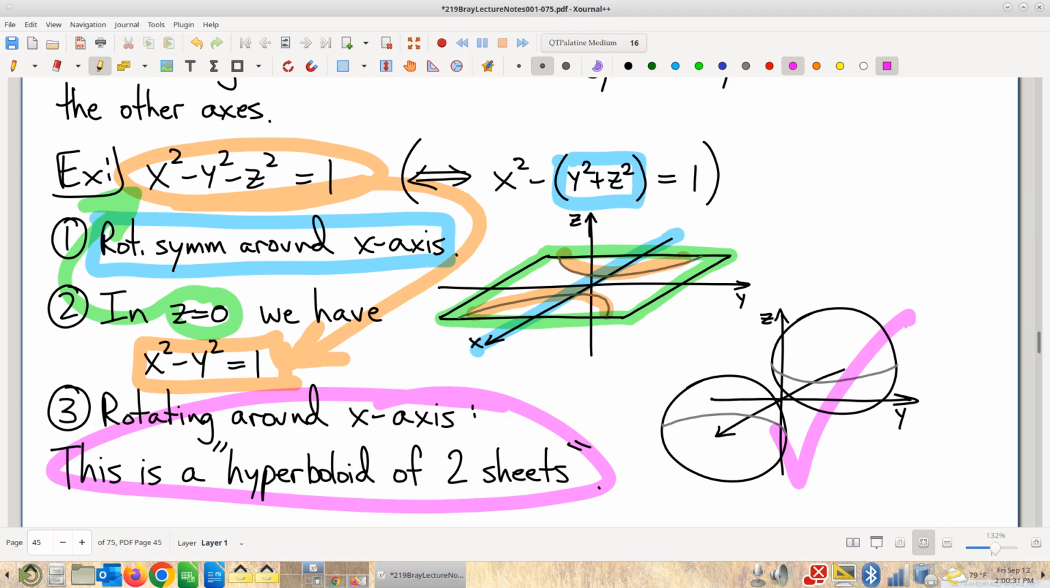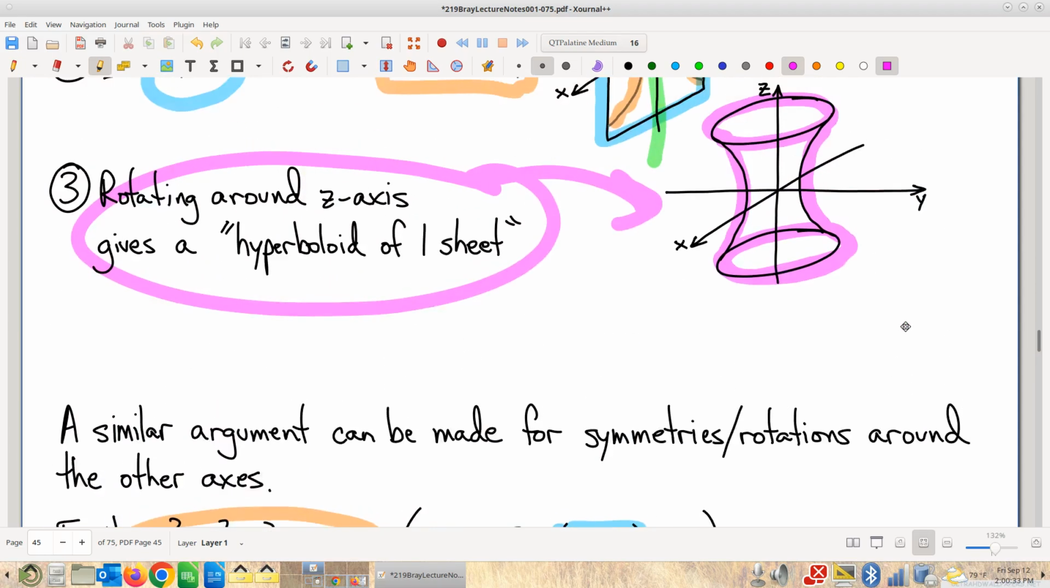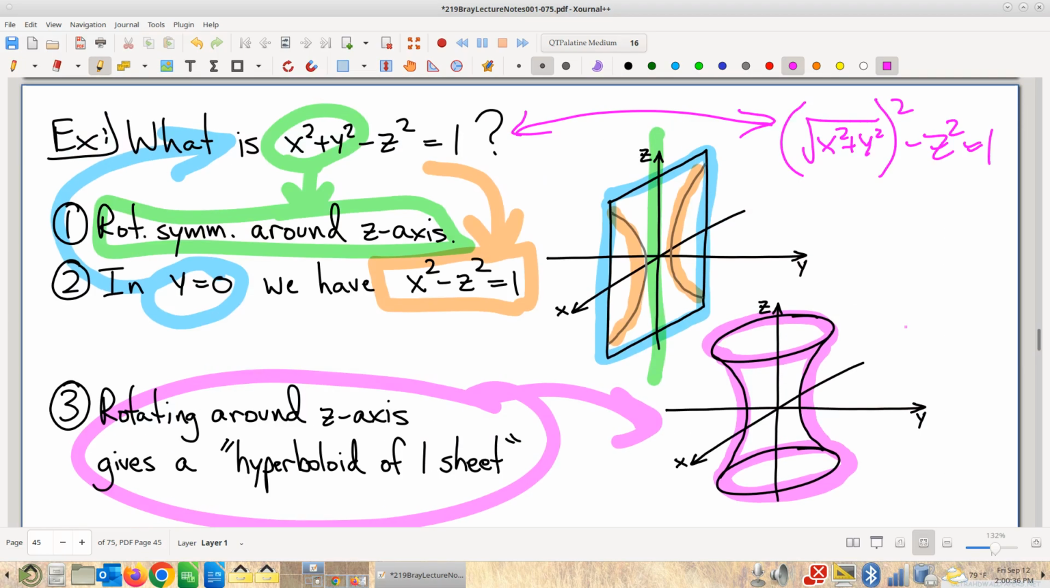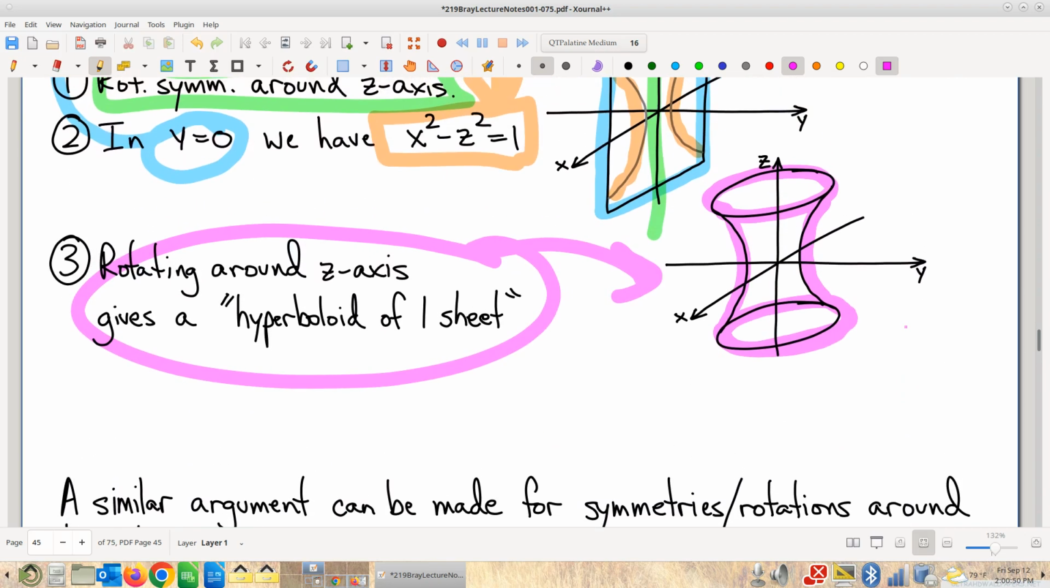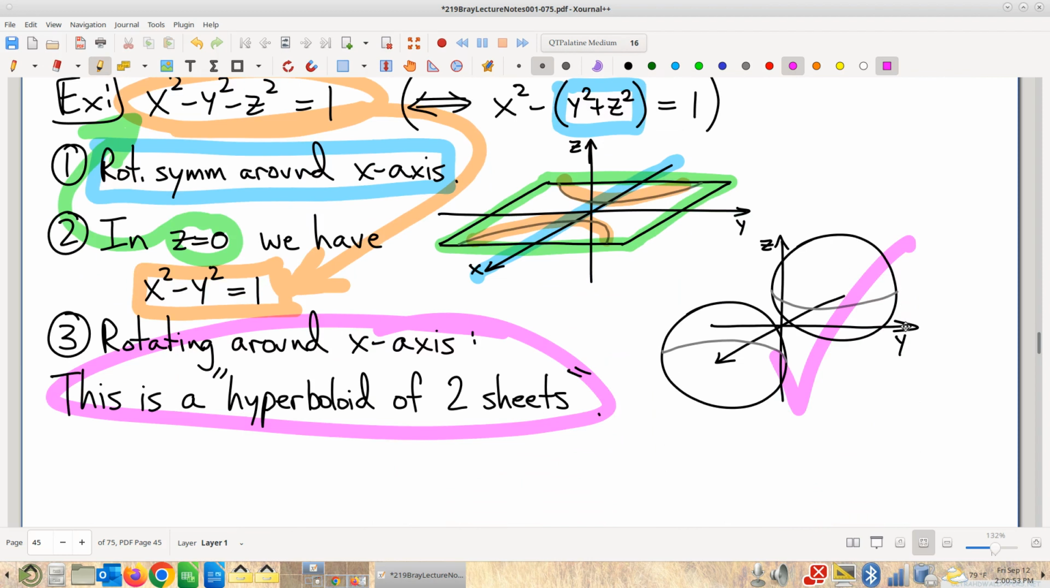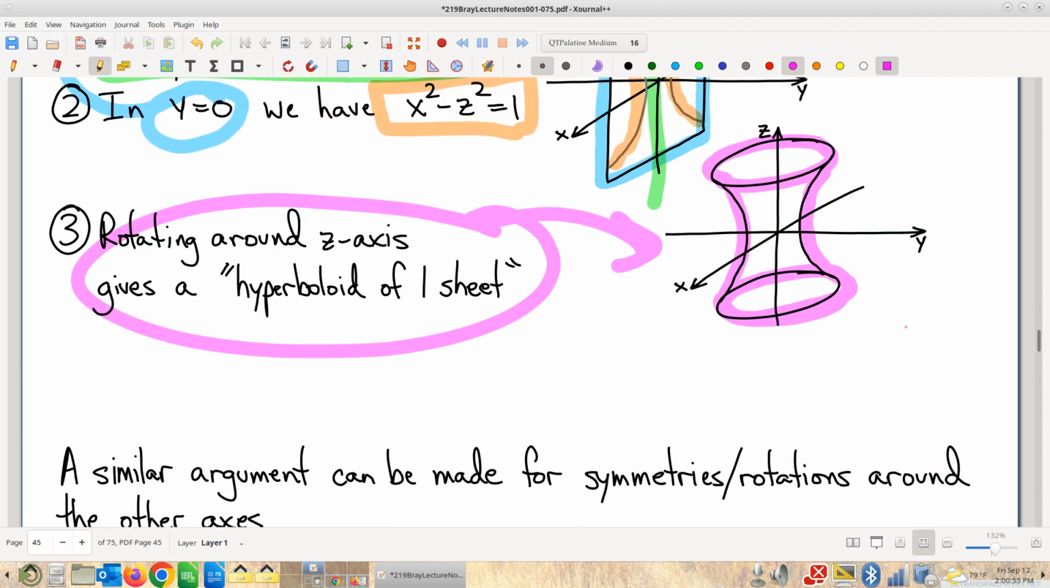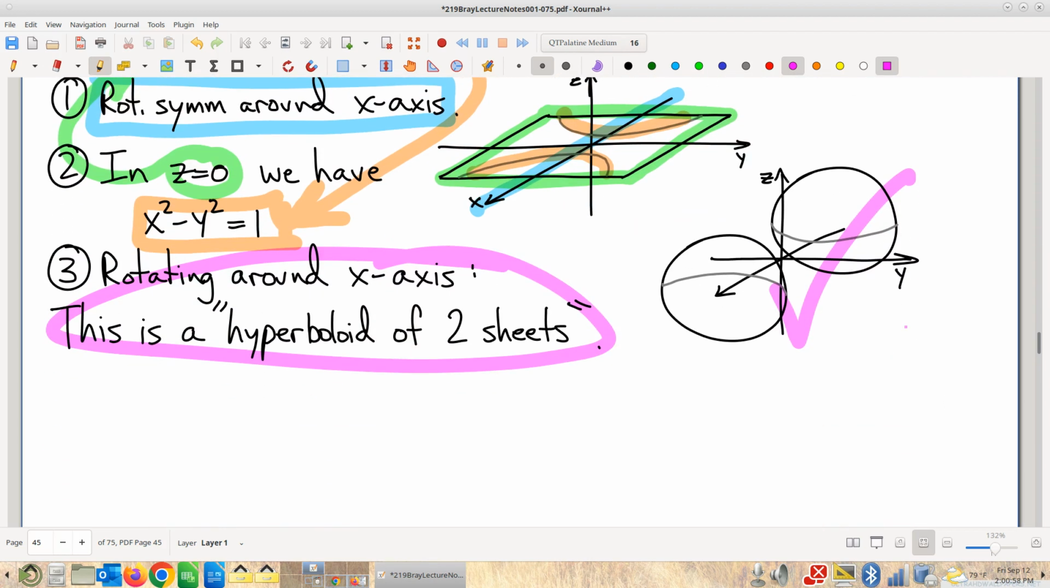Now, a little terminology. In both this case and this case, we're looking at the result of rotating a hyperbola. And so in both cases, we call them hyperboloids. But nevertheless, this surface does look different from that surface. This one has one connected component. This one has two connected components. And so the terminology is hyperboloid of one sheet. And this is hyperboloid of two sheets. Anyway, just lingo.